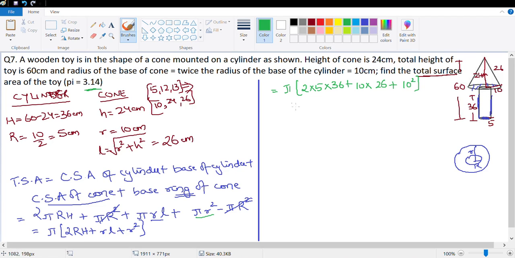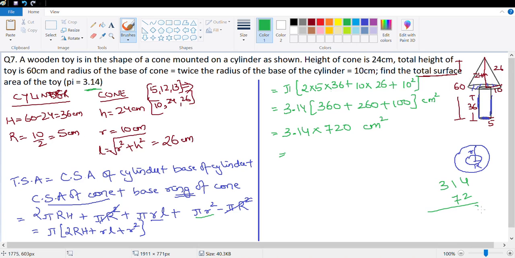So this would be 3.14 times 10 into 36, that's 360, plus 26 into 10, that's 260, plus 10 into 10, that's 100. So this is 3.14 and this is centimeter square. 360 and 260, 620, 720. So this is 3.14 multiplied with 720 centimeter square. So now we'll have to multiply 314 multiplied with 72.